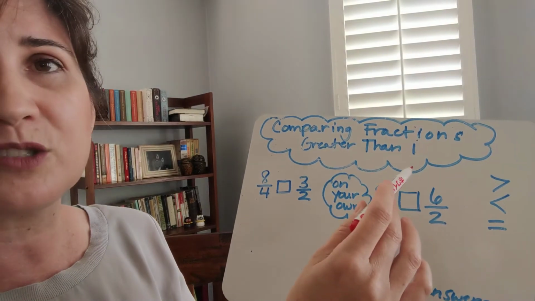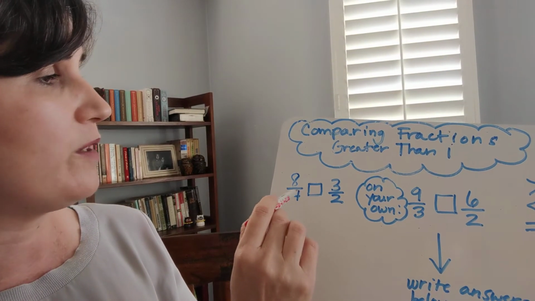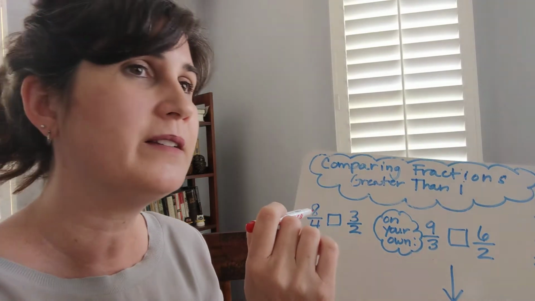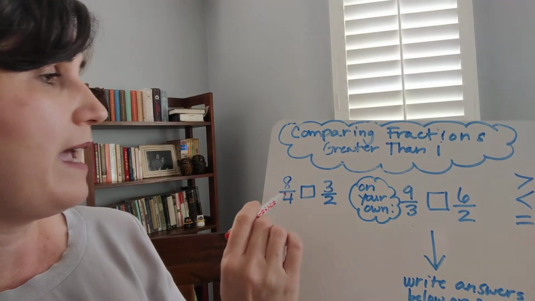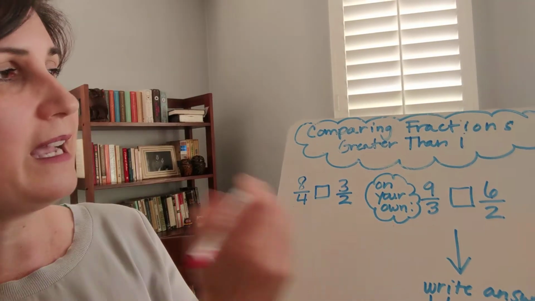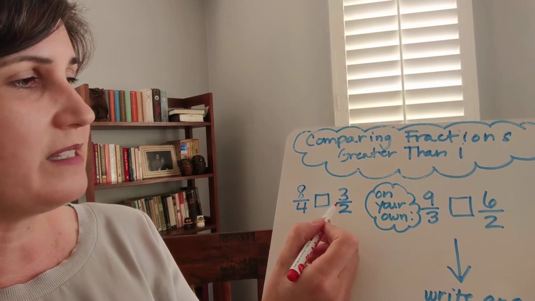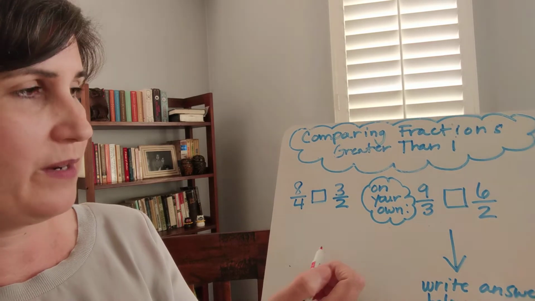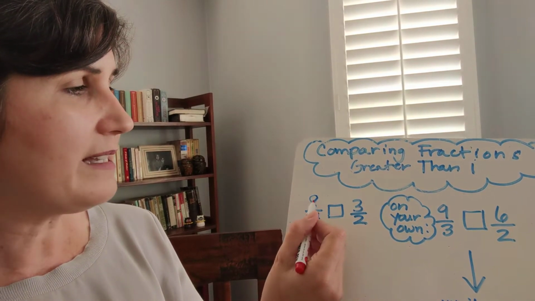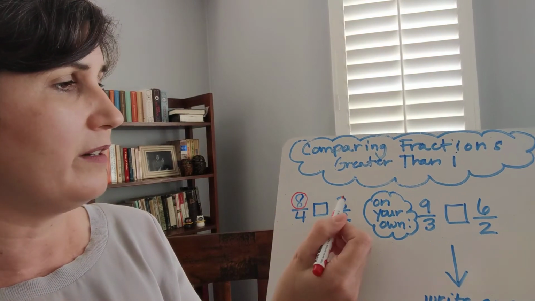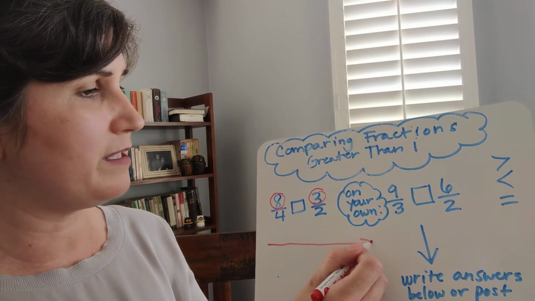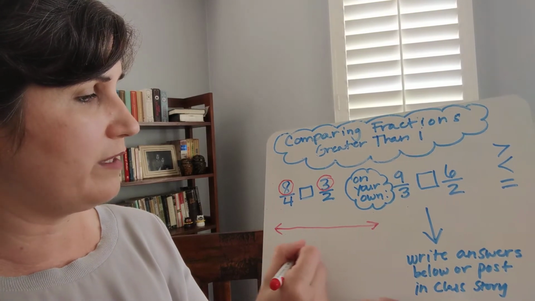Comparing fractions greater than 1. 8/4 and there's a blank here, and 3/2. 8/4 and 3/2. All right, so we want to decide if this is greater than, less than, or equal to. I can see 8 is the larger number here, and 3 is the larger number here. The best way for me to compare these fractions is to draw number lines.